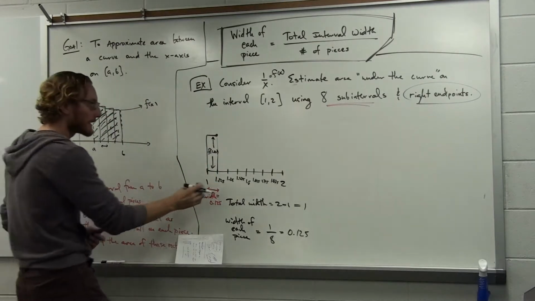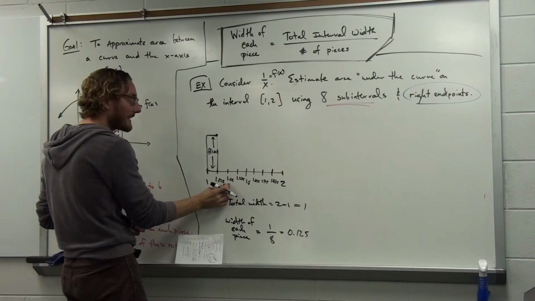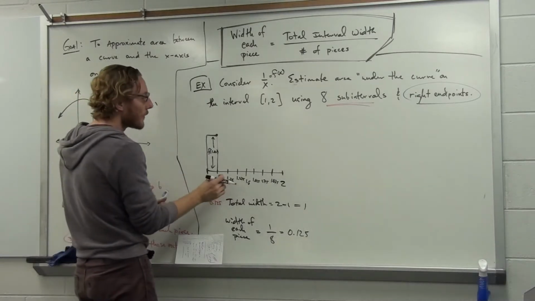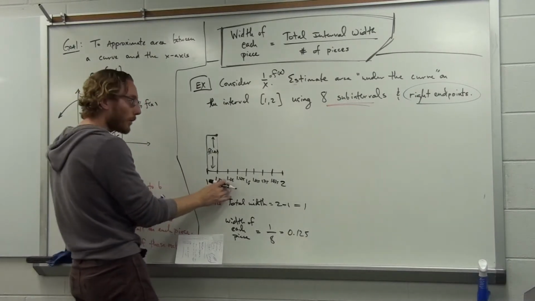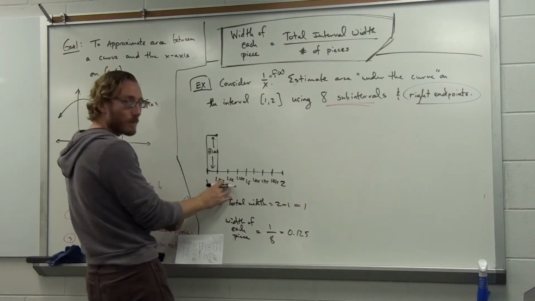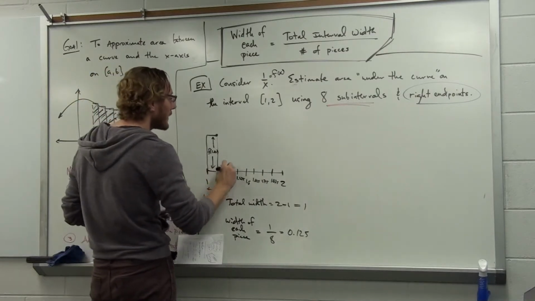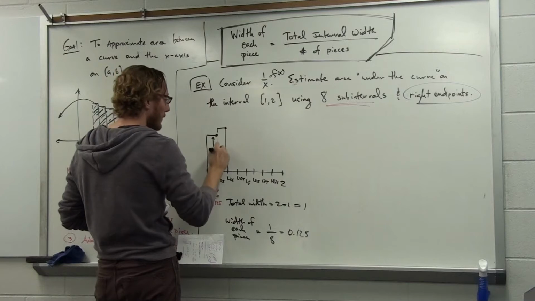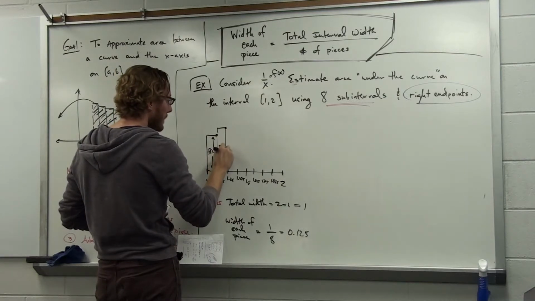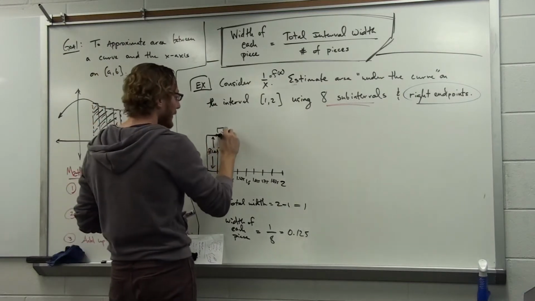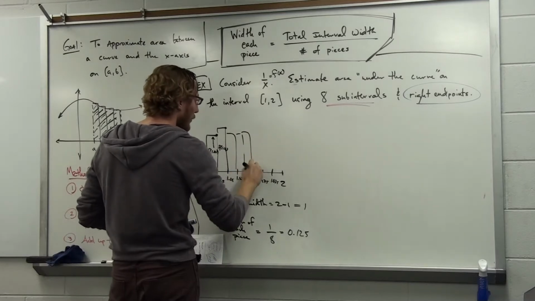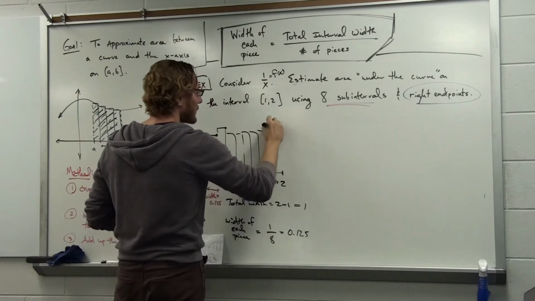The next rectangle is on the next interval. Its height is going to be dictated by the right endpoint, which is at x equals 1.25. What's the height corresponding to x equals 1.25? That's going to be f of 1.25. And now you're going to do the same process all the way down until you get to that last one.